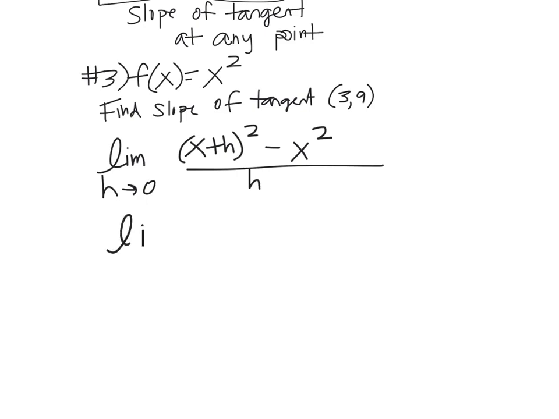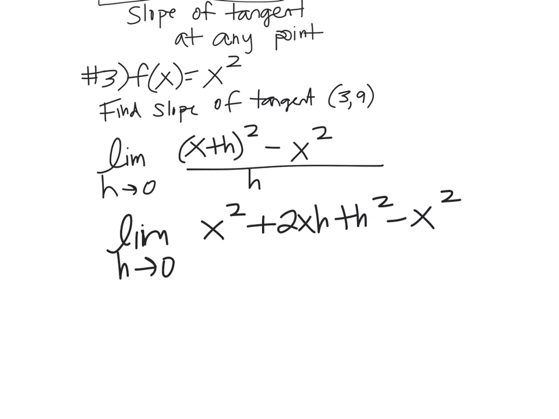Here we go. We're going to find the limit as h goes to 0, and we're going to do some algebra work here. So let's FOIL this whole thing out, this x plus h squared. We get x squared. Don't forget the middle term, okay? The middle term is 2xh plus h squared. We FOIL the whole thing out. You're good with that? Okay. Minus x squared all over h.